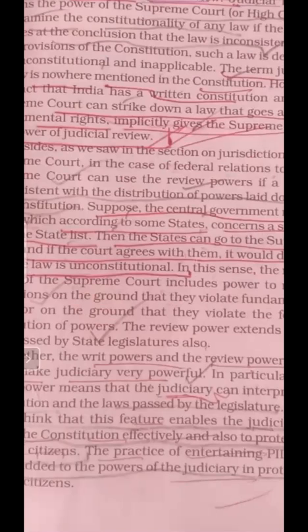So suppose the central government makes a law which, according to some states, concerns a subject from the state list, then the state can go to the Supreme Court, and if the court agrees with them, it would declare that the law is unconstitutional. And after the debate and discussion, if the Supreme Court finds that a particular law is unacceptable and unconstitutional, then the Supreme Court can strike down that law. In this sense, the power of the Supreme Court includes the power of review. This is the power to review which the Supreme Court or High Court can exercise.